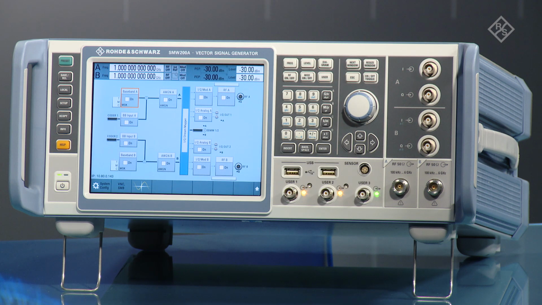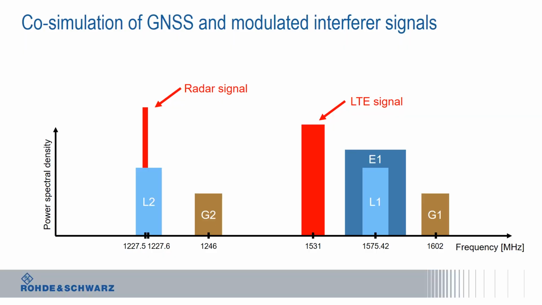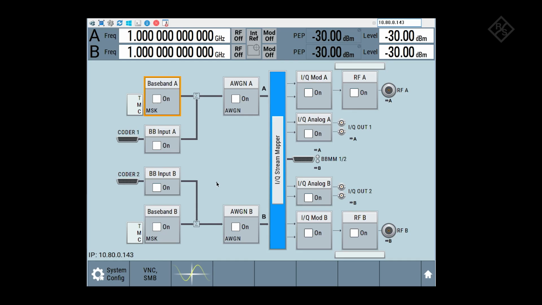In this video, I want to give an example on how to perform a co-simulation of GNSS and other radio signals. All we need for this is the Rohde and Schwarz SMW200A GNSS simulator. So let's get started. Here you see the simulation setup we want to configure now. Besides the GPS, GLONASS and Galileo signals, we simulate an interfering radar signal and a coexisting LTE signal.